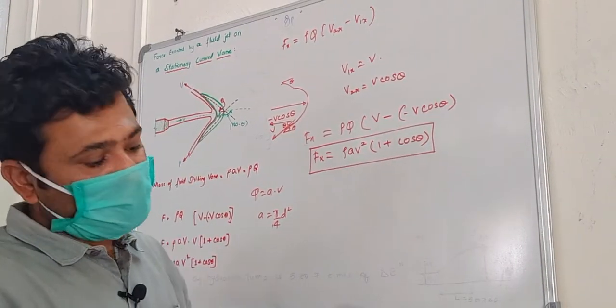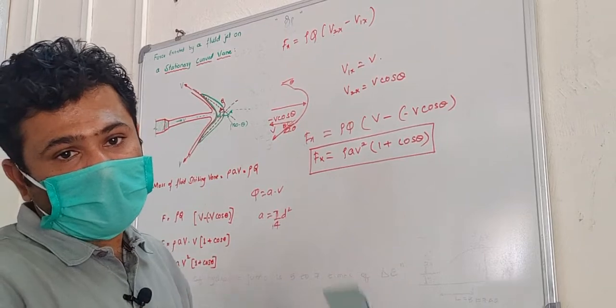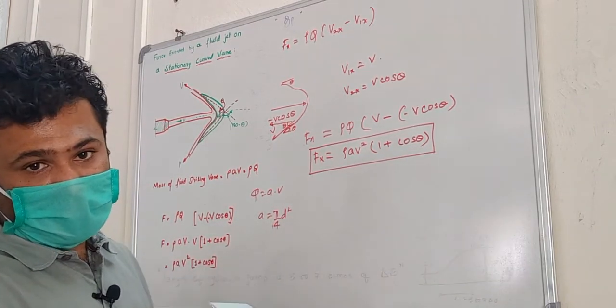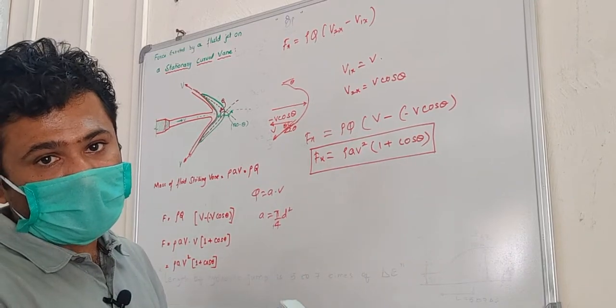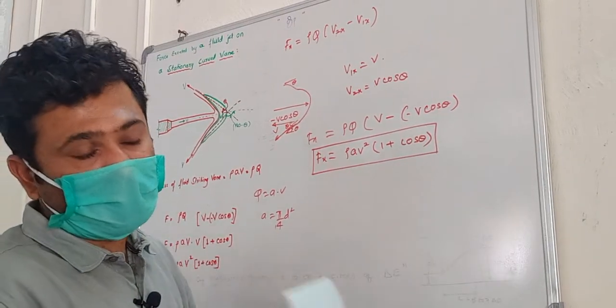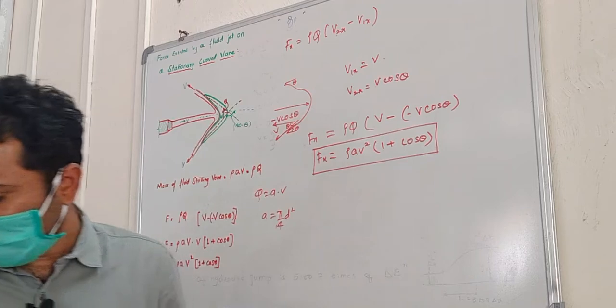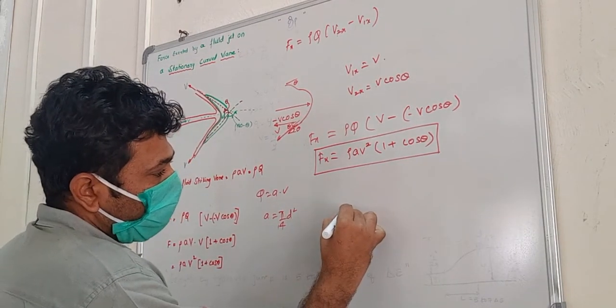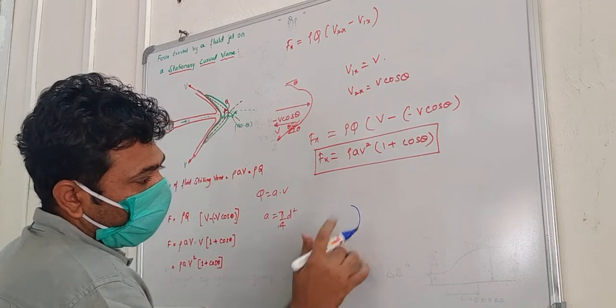then we need to find out how much is the force exerted on the curved vane when it is moving. In the earlier case it was stationary, in one single position. Now the plate is moving. When it is moving, we have to change a little bit. So what is that change? I'll explain to you.